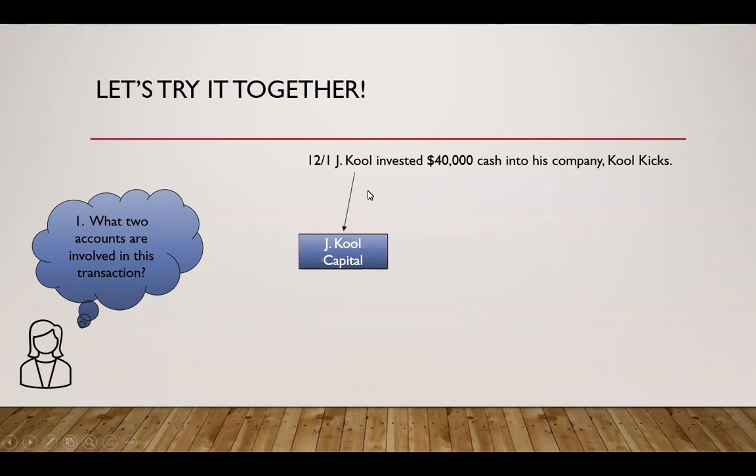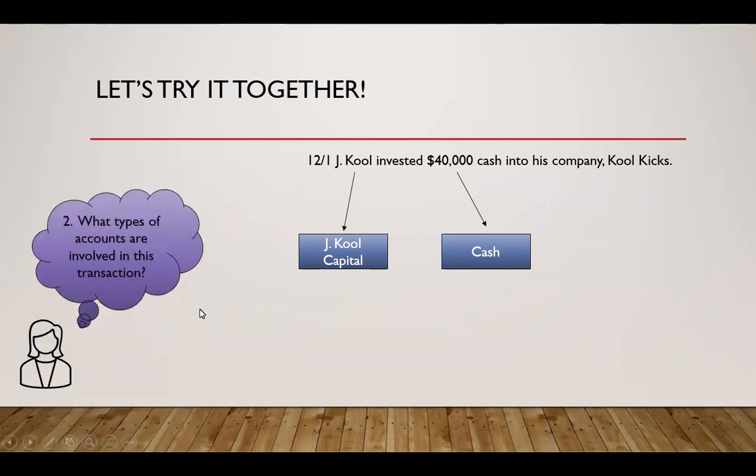So we know that J. Cool is investing money into the business, and we keep track of investments through the capital account. So we have J. Cool Capital. And what is he investing but cash? $40,000 in cash. So these are my two accounts involved in this transaction. Let's move on to question 2.